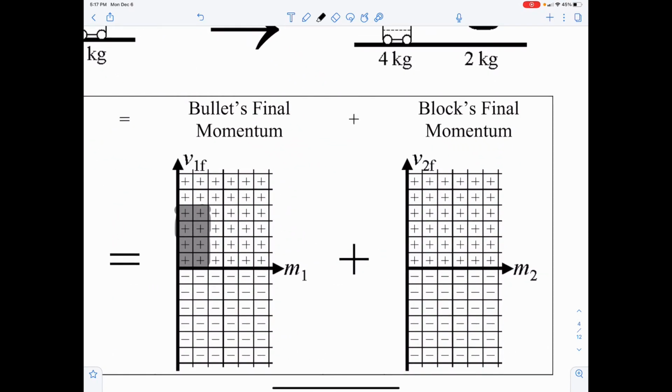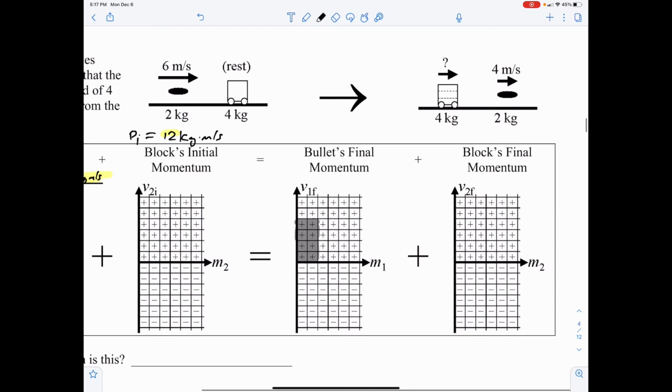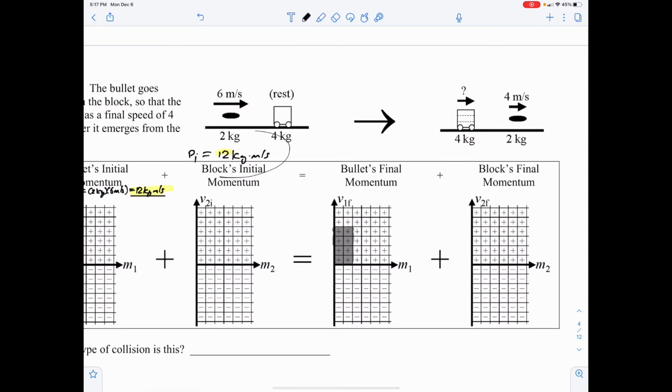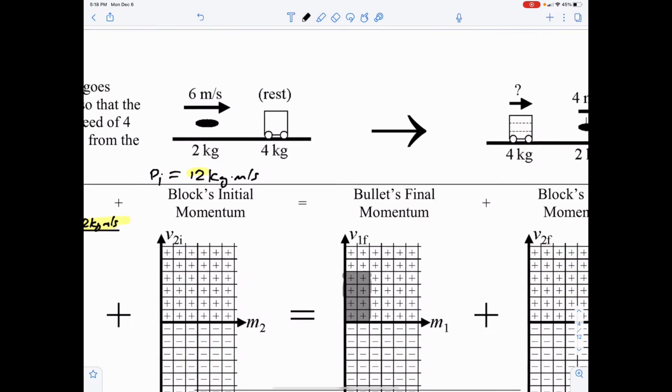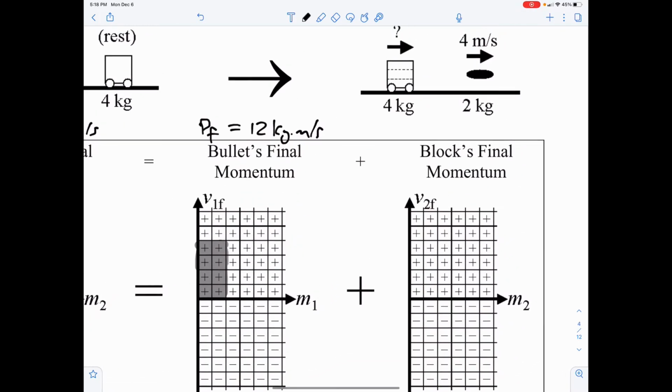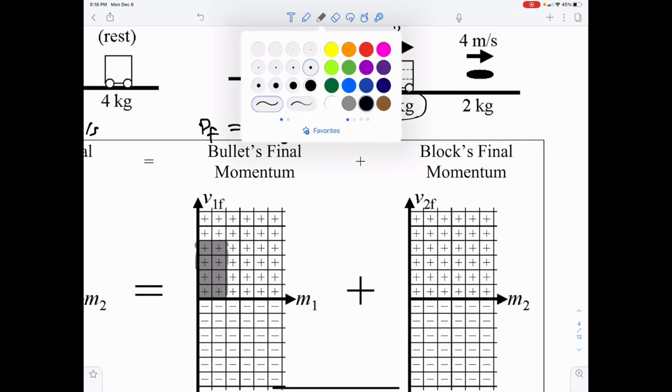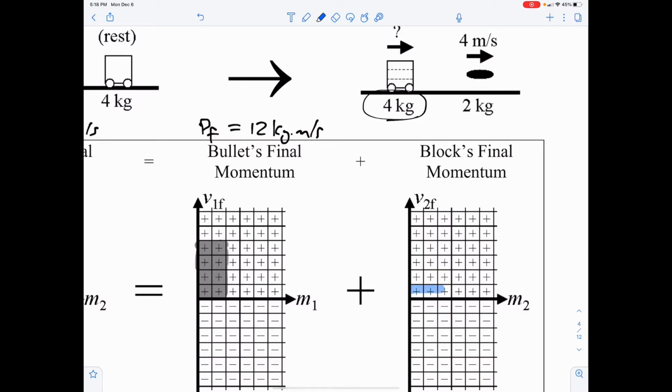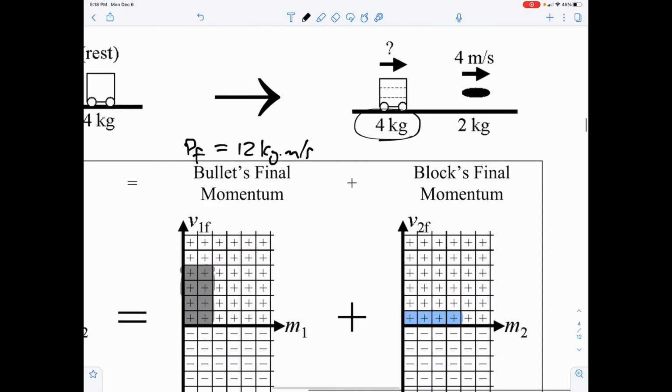Okay, now the block's final momentum. If you think about it, you're supposed to have 12 before, which means the final momentum, P final, also has to be 12. Well, you already have 8. So now what we need is 4 more. Well, if the mass is 4 itself, that means it's going to have to be 4 kilograms and 1 meter per second. So that means the final velocity, which I guess we would call V2 prime, would be 1 meter per second going forward.